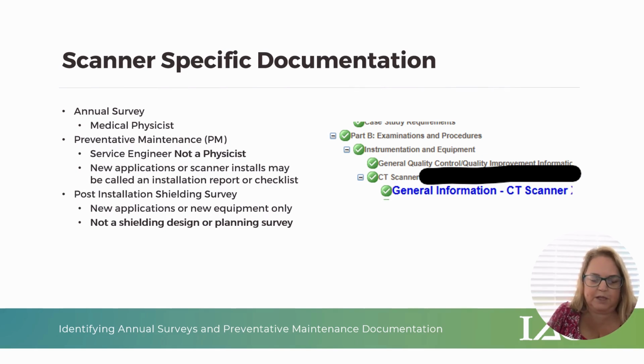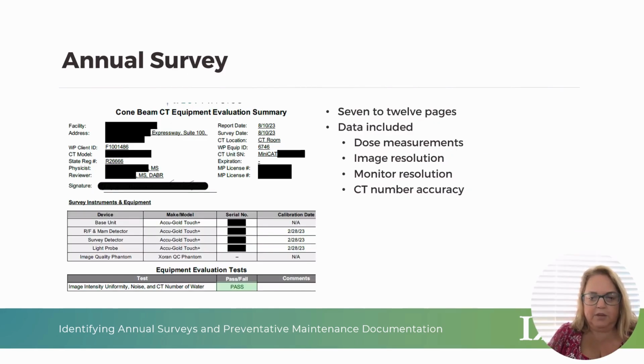When you're looking for the annual survey, this is a document that is about 7 to 12 pages. The data that you will find on this document, although this is not an exhaustive list, would be dose measurements, image resolution, monitor resolution, and CT number accuracy.